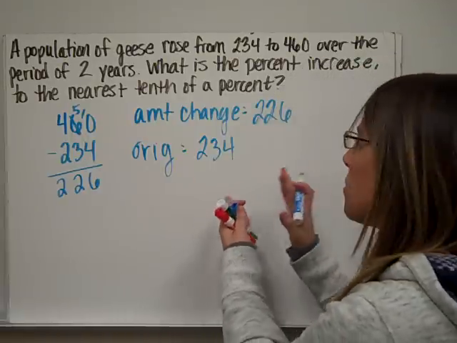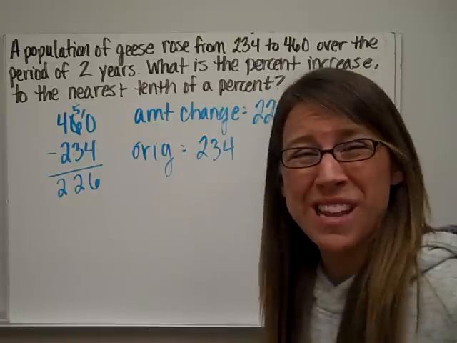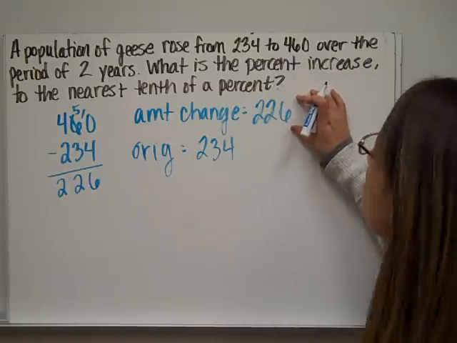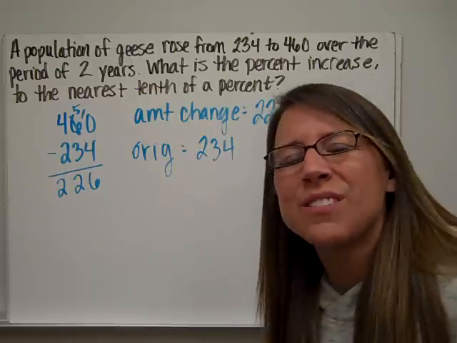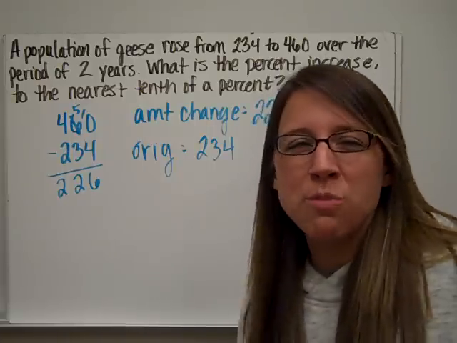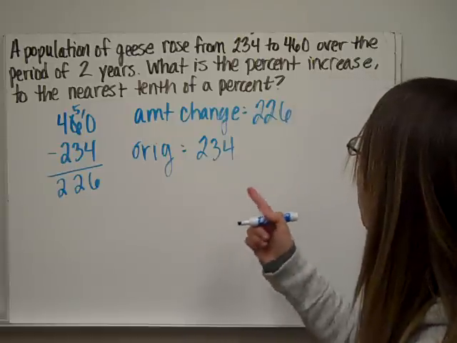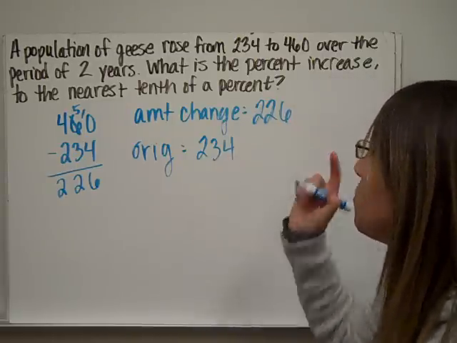226 is almost 234. So it's going to be kind of close to 100%. I'm thinking in the 90% range. If it grew 226 geese and we started with 234, it almost doubled. And if something doubles, that's a 100% increase. Think about that, okay? So the amount change, what percent of 234 is 226?